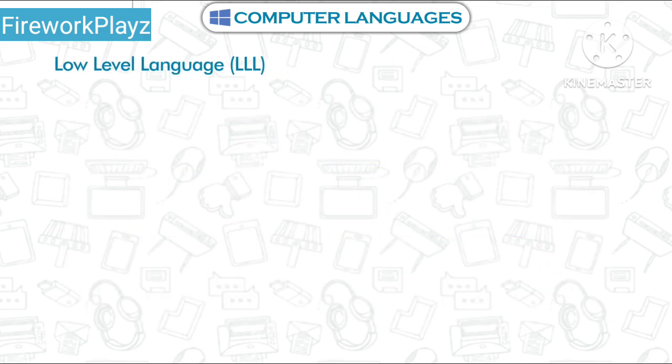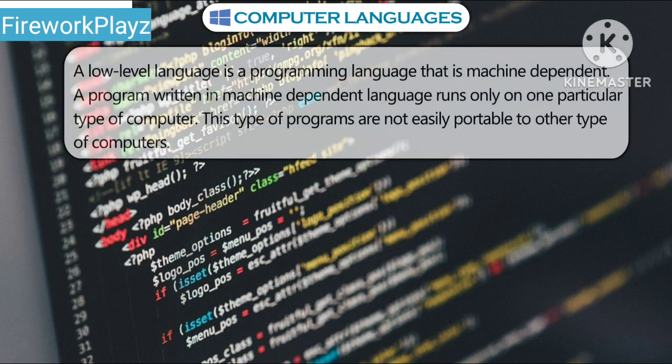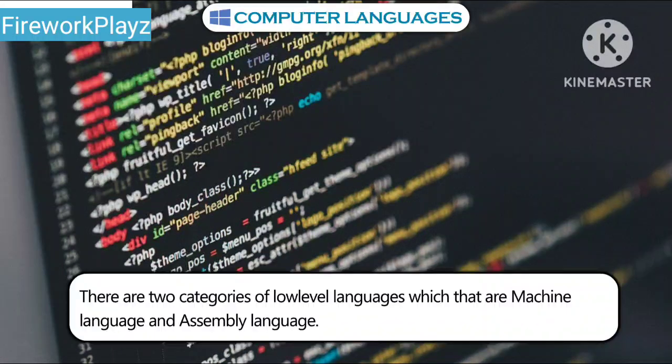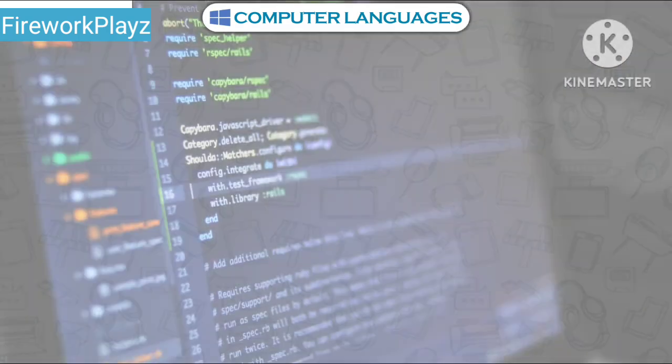Low-level language, LLL. A low-level language is a programming language that is machine-dependent. A program written in machine-dependent language runs only on one particular type of computer. This type of programs are not easily portable to other type of computers. There are two categories of low-level languages, which are machine language and assembly language.